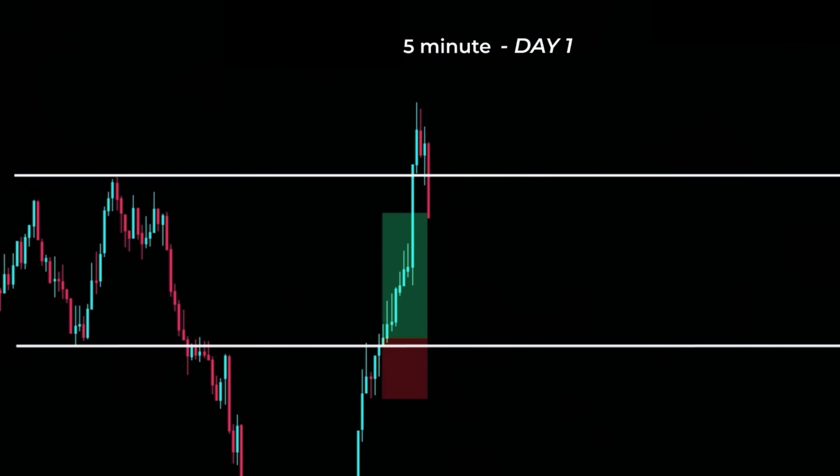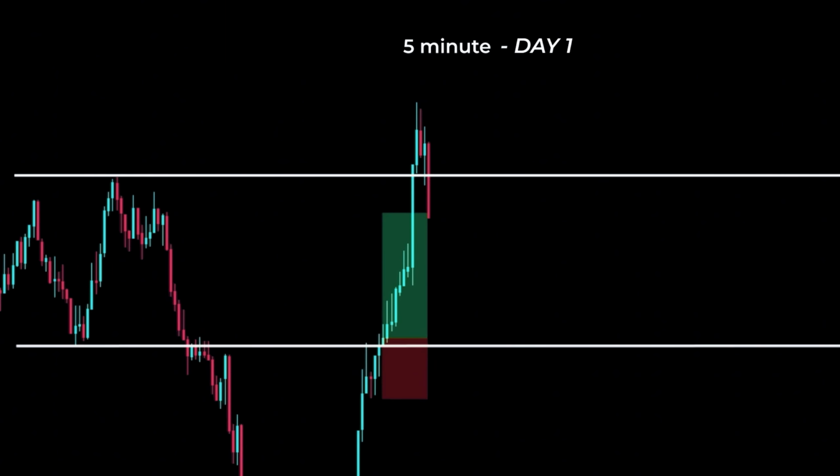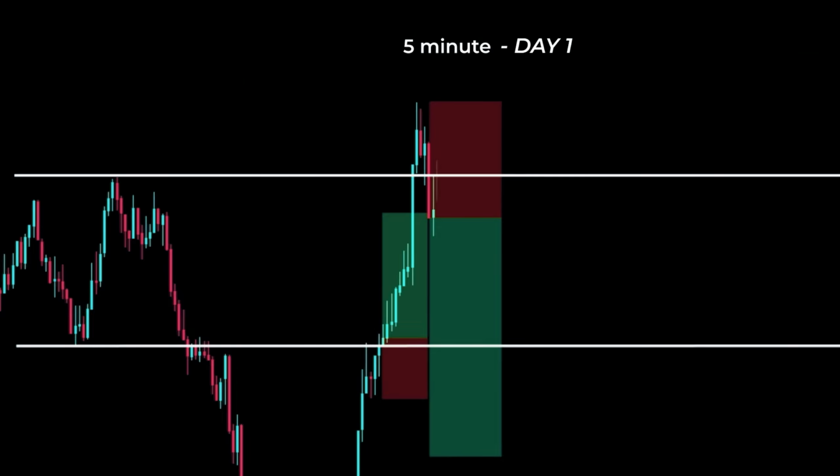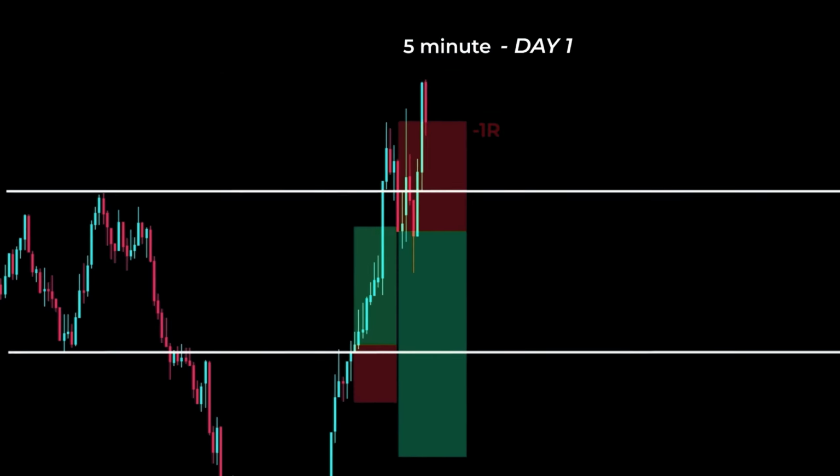Shortly after, price broke above the range high, but closed back inside. So this is a short entry. Stop loss at the highs. Take profit at 2 times risk here. Price hits the stop loss. So that's a 1R loss.